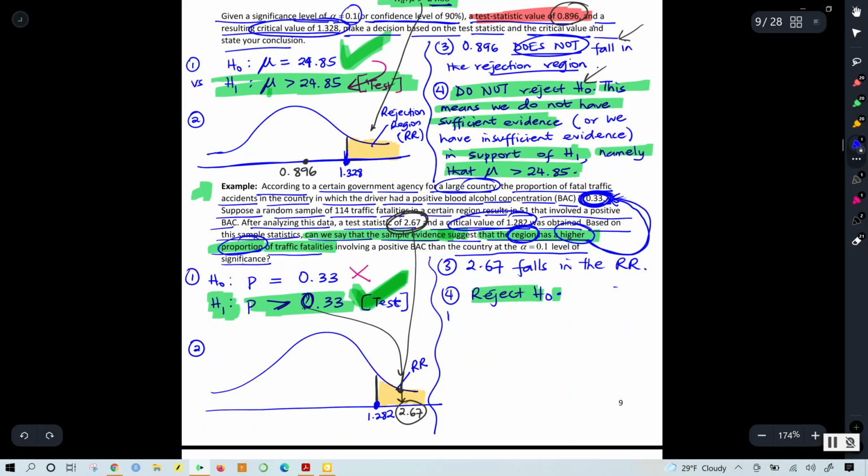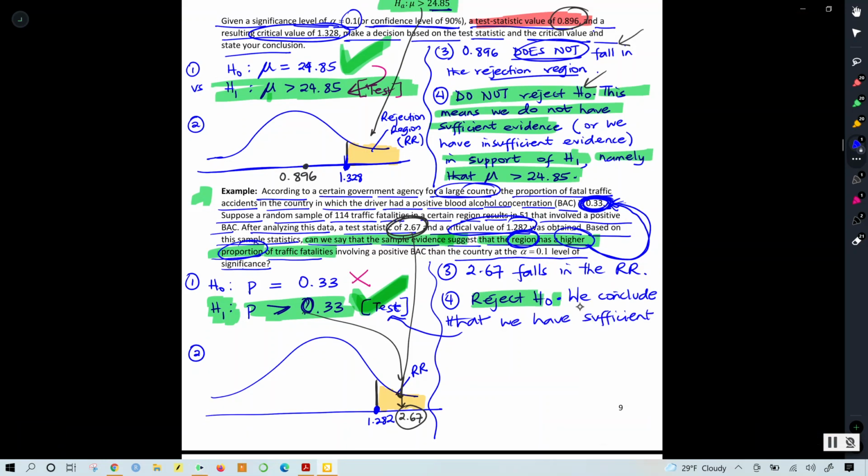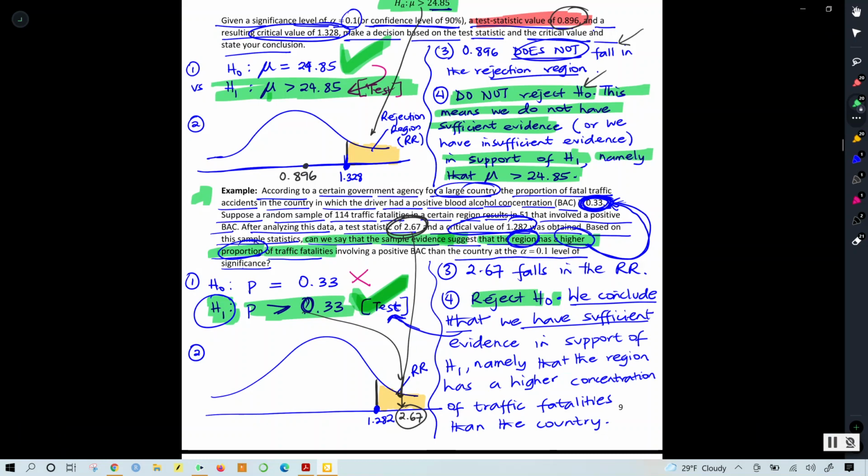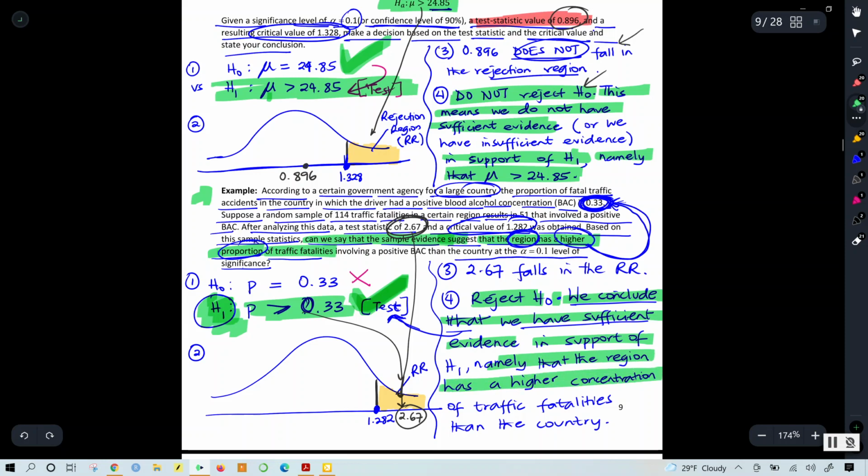So we conclude that we have sufficient evidence for the alternative hypothesis. Sorry about that. I mean to say we conclude that we have sufficient evidence for the alternative hypothesis. In full, we can say that this conclusion goes as follows. We conclude that we have sufficient evidence in support of the alternative hypothesis, namely that the region has a higher concentration than 0.33 of traffic fatalities than the entire country.